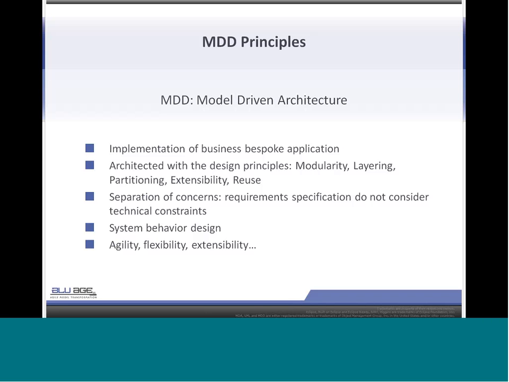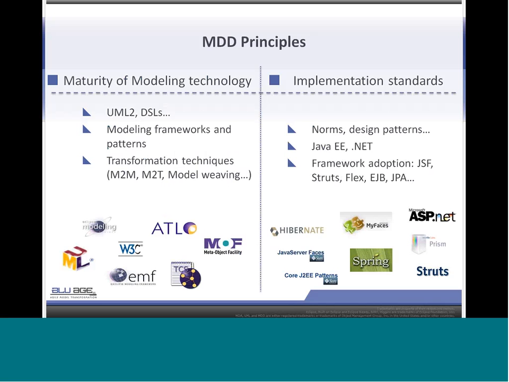So this approach can separate the technical description from the business specification. Here we have a separation of concerns between the business description and the target technical architecture, which adds more agility, flexibility, and extensibility of the target architecture, but also in evolving the business processes. So why now? Why can we talk about model-driven development now?